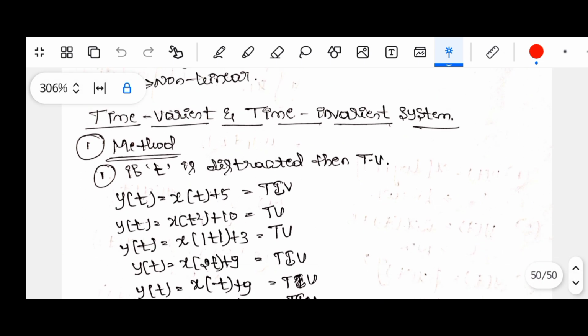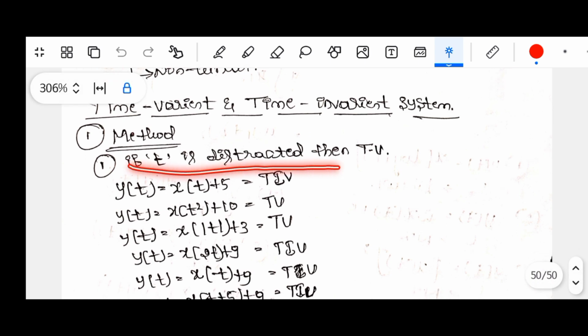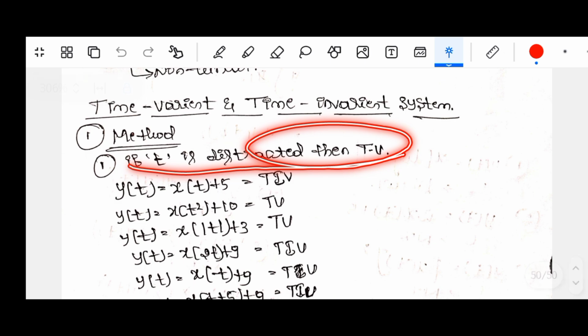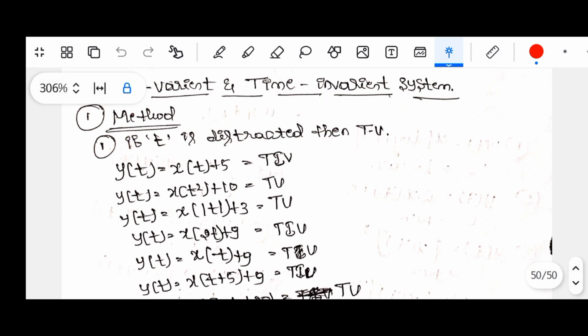Next, discuss about time variant and time invariant systems. If t is destructed, then time variant. If the t is constant, it is not multiplied with any other things, then that type of signals are called as a time variant. If not destructed by anything, then that type of the signals are called as a time invariant.